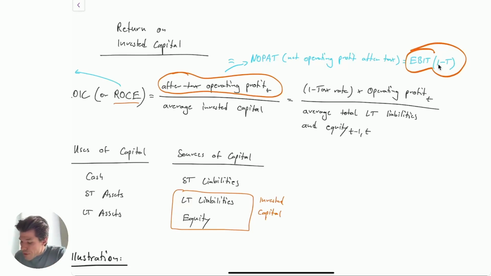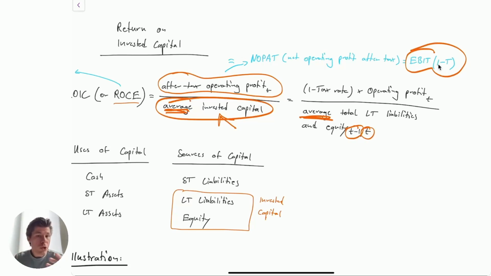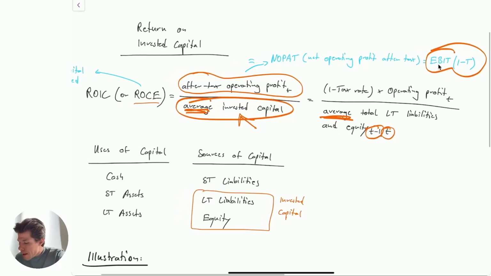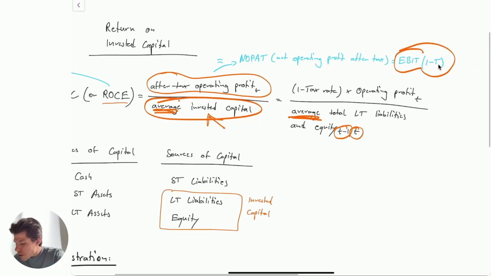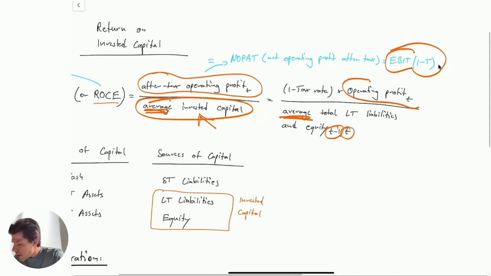And then what you do, you divide this figure, after-tax operating profit, by average invested capital. Average invested capital, again, this is a balance sheet number, that's why we call it average. You take the previous year and this year and then take the average divided by 2 if it's a simple average, or you need to do some adjustments. And again here, what is after-tax operating profit? It's your operating profit, EBIT, for example, times 1 minus tax rate.